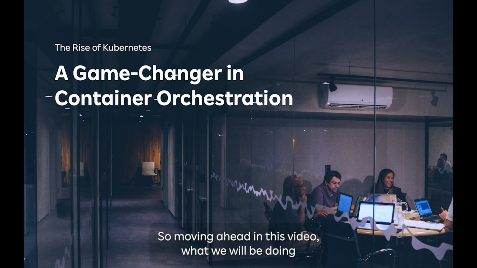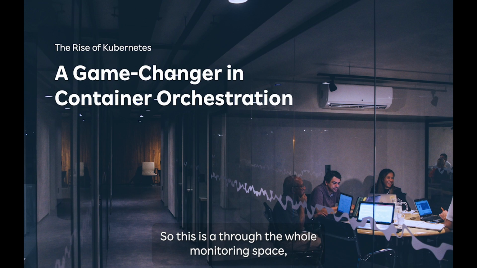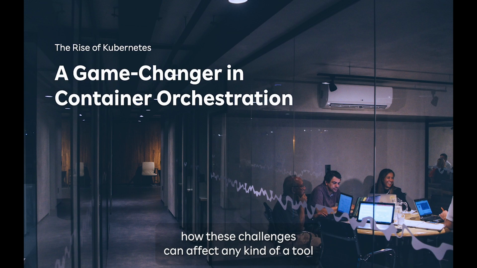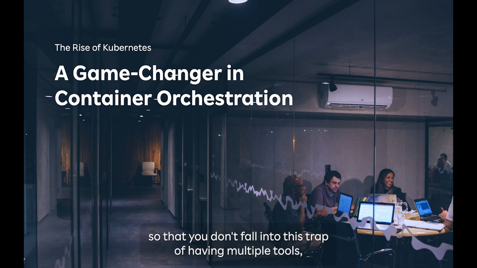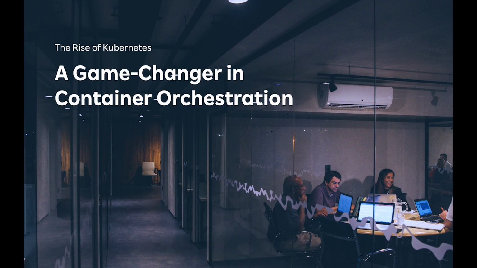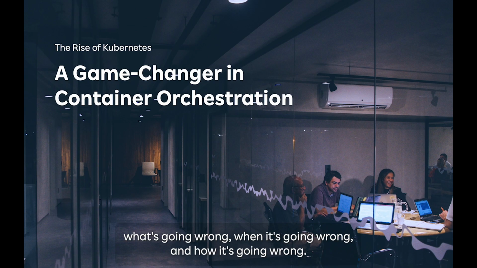So moving ahead, in this video, we'll be looking at monitoring Kubernetes in a more effective manner through Rakuten SixthSense. We'll also be discussing a few of the challenges that you may face in terms of monitoring. This is through the whole monitoring space, how these challenges can affect any kind of tool, and why you should have a proper tool like, say, Rakuten SixthSense, so that you don't fall into this trap of having multiple tools, looking at multiple panes of glass and trying to understand what's going wrong, when it's going wrong, and how it's going wrong.